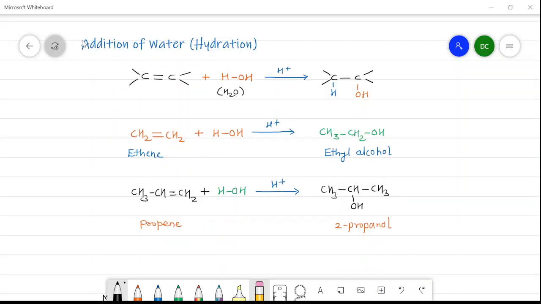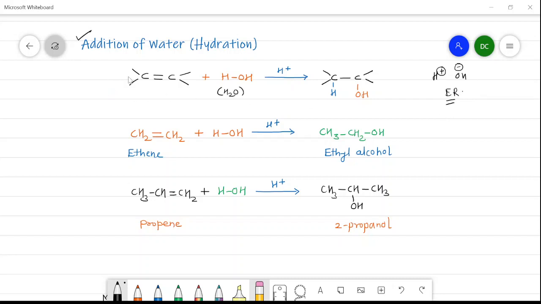The third point in this video is the addition of water. It is also called hydration. Addition of water means addition of H plus ion and OH minus ion across the carbon double bond carbon. So there is a formation of the corresponding alcohol. This H plus and OH minus, therefore, is an unsymmetrical electrophilic reagent.